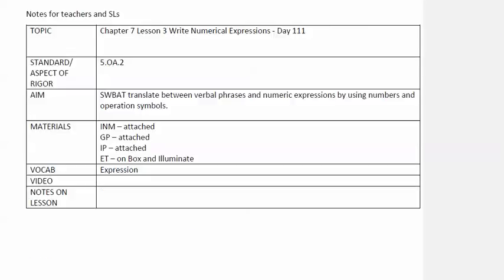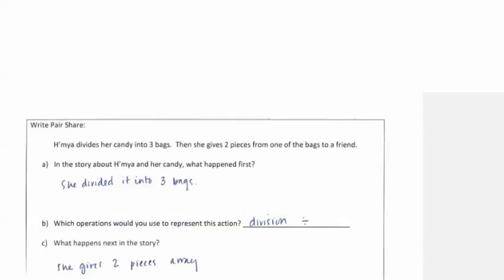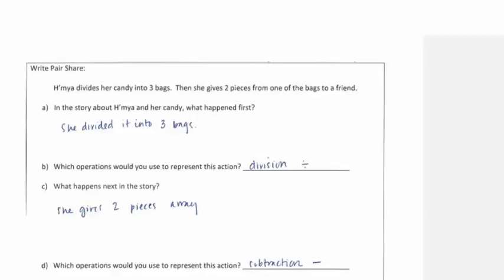So we're going to start, the kids have actually been doing this for a really long time. The only difference today is that we're going to have multiple step equations, so adding and then dividing, or subtracting and then multiplying. Ever since kids have started solving word problems, they've been writing expressions. So we're going to start with this pair share.